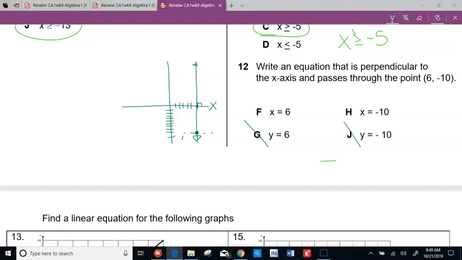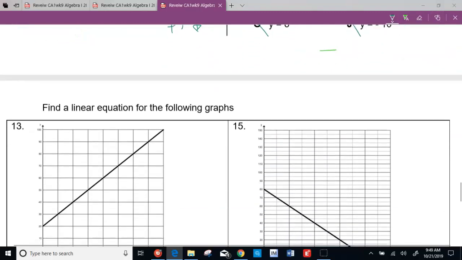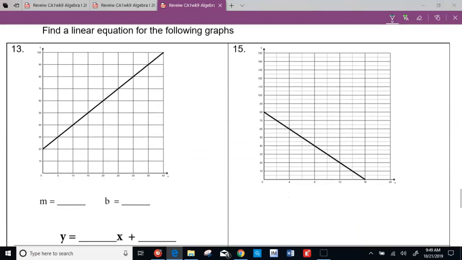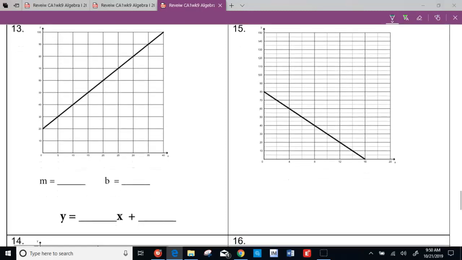Well, at what point does it hit the x-axis? It hits at 1, 2, 3, 4, 5, +6, just like this point says. So there's our answer right there. Moving on to the conclusion, I believe, of our review. Now for 13, 14, 15, and 16, we are asked to go ahead and find the slope and the y-intercept of each graph, and then write the equation. So let's go ahead and just begin that now.